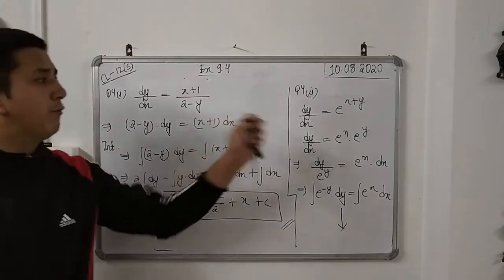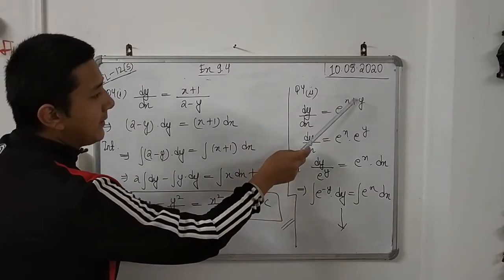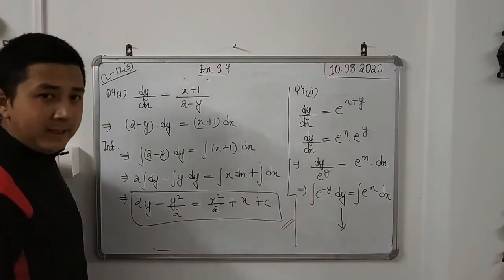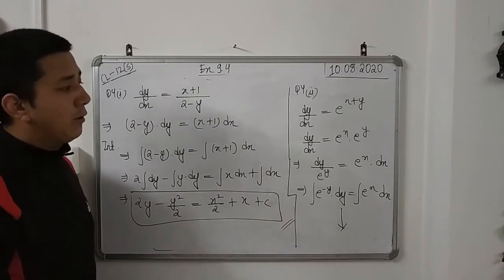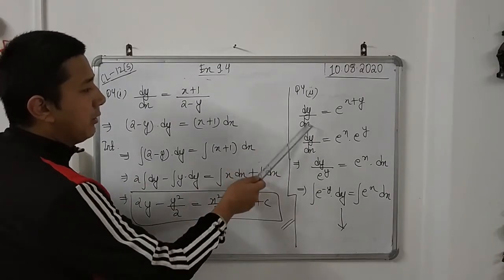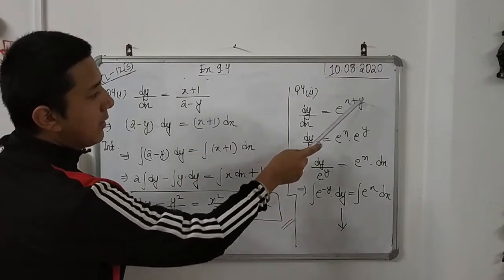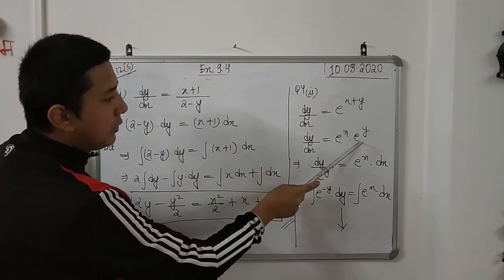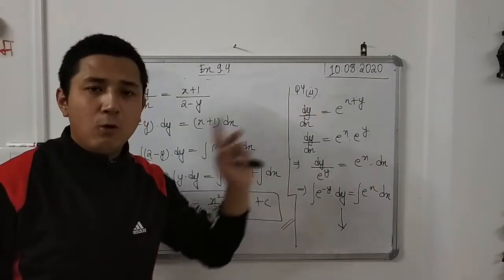And move to question number 4 part 2. In 4 part 2 we have dy by dx is equal to e to the power x plus y. Okay, we also have to separate the variables. So the only thing we can do out here is, I cannot change anything out here, keep it as it is. On the right hand side, we can write e to the power x plus y as e to the power x into e to the power y. I hope you are clear with this. I'm using the product law, laws of indices.